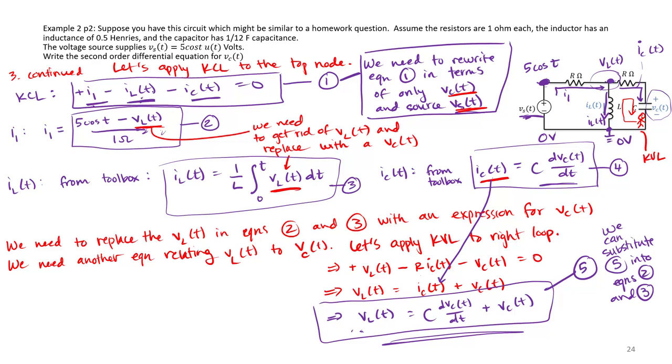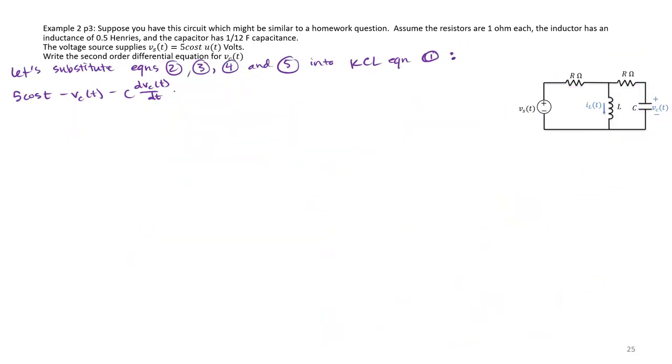Then we have IL of t. IL of t is equation 3. So that is 1 over L times the integral of VL of t. And once again, VL of t, we know that expression down here in equation 5. So if we substitute that in, we have minus the integral of 1 over L times the integral from 0 to t of, here we plug in our expression for VL of t. So this integral is Vc of t plus C dVc of t dt.